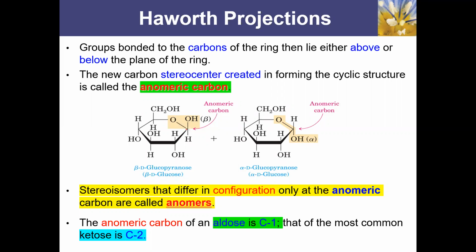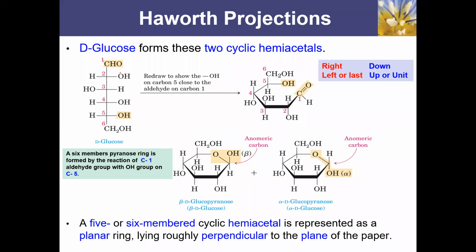We also discussed that cyclization in glucose takes place between the carbon number 1, remember that, and the OH present on the carbon number 5. So you have to know this. Like this is the carbon number 1, because here we have an aldehyde, and the carbon number 5.